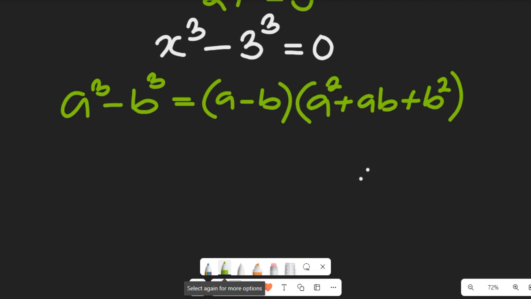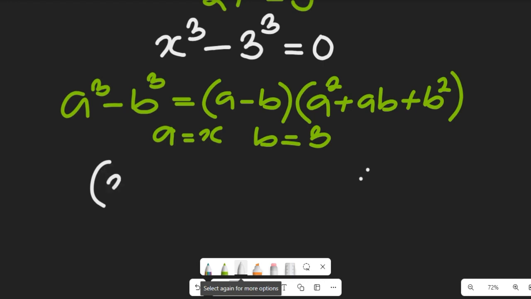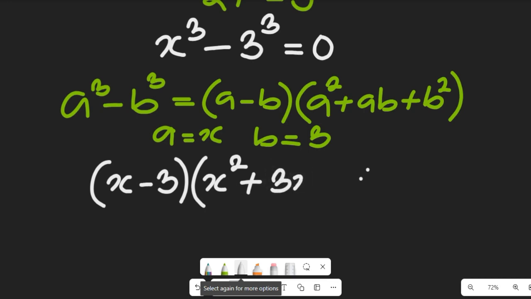Now, if we apply this to that expression, you'll come to see that a will simply be x, and then b will simply be equal to 3. So that expression will now give us a, which is x minus 3, right? And this will be multiplied by x squared plus a multiplied by b, that will be 3x, and this will be plus b squared, that will be 3 squared, and all this will be equal to 0.